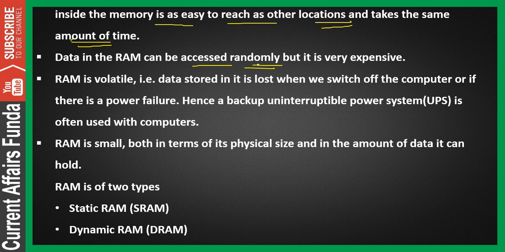You can access your data randomly from anywhere, but it is very expensive. Your RAM is expensive. The cheapest is secondary memory, which is always the cheapest one. RAM is volatile. I already told you the meaning of volatile. Volatile means perishable. So RAM is volatile in nature, that is, data stored in it is lost when we switch off the computer. So many times the question comes: is RAM volatile or non-volatile?